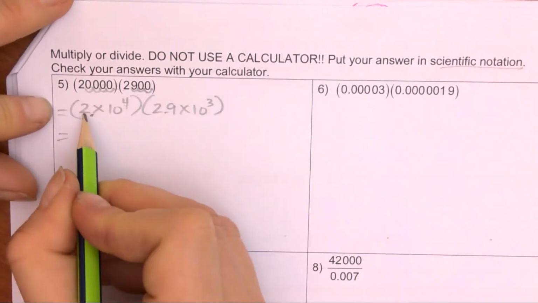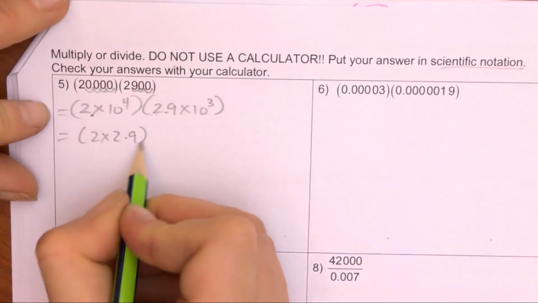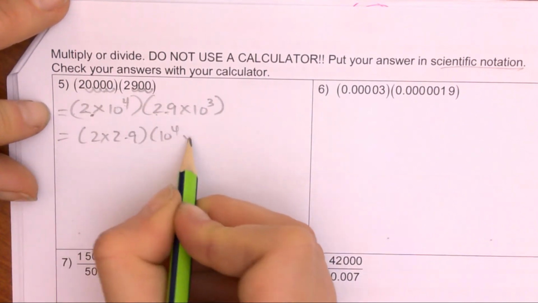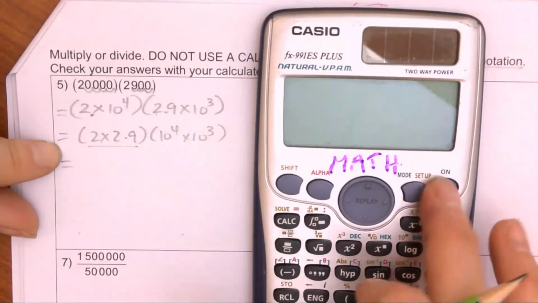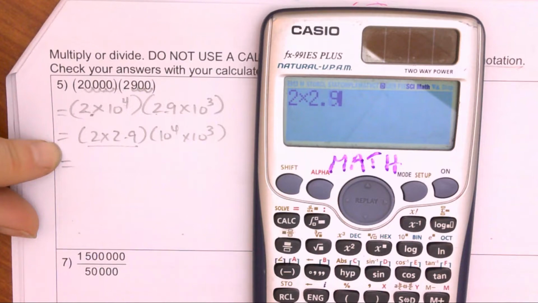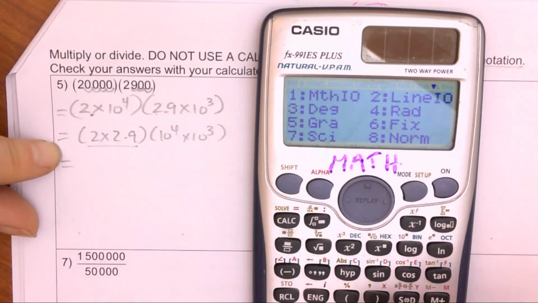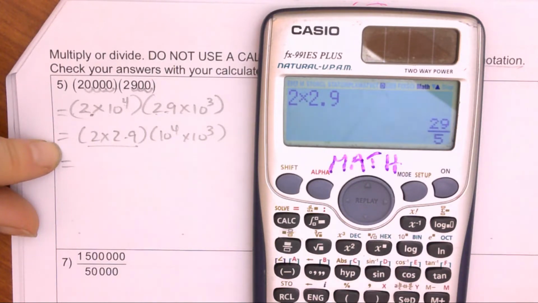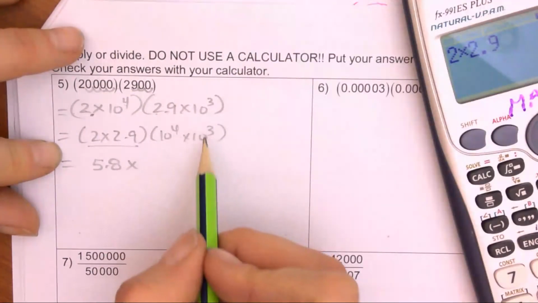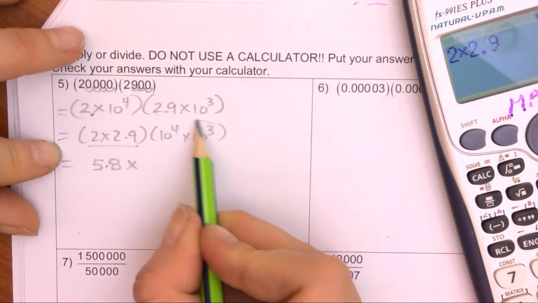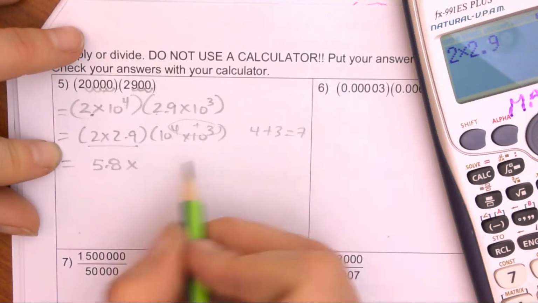So now I just multiply the numbers that are in the front together, and the tens go together. So I use my calculator for that. 2 times 2.9. Oh, but I don't want it in scientific notation for this part. 8 is normal. So that's 5.8 times. And when I use the multiplication rule here, I just add my exponents. So 4 plus 3 equals 7. So that's 10 to the 7.